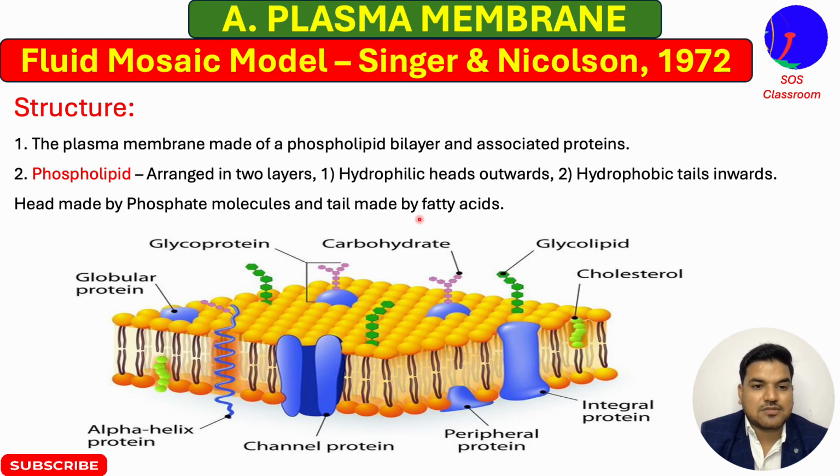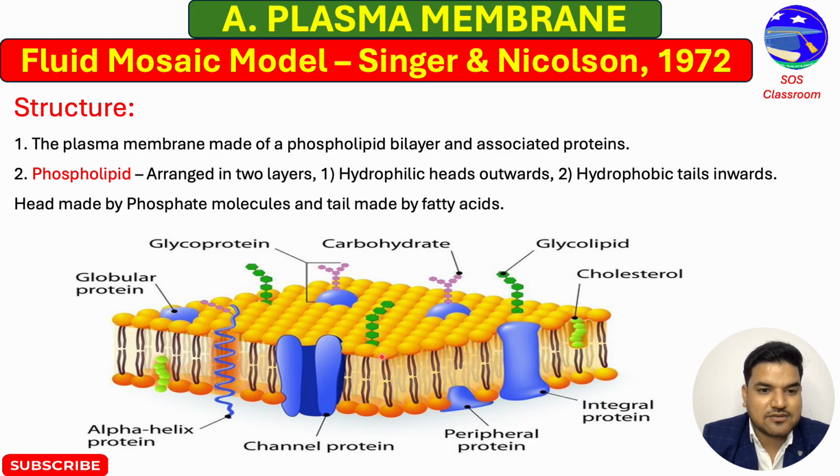And the structure of the cell membrane is given by Singer and Nicholson. That's why it is called the fluid mosaic model. So the fluid mosaic model was given by Singer and Nicholson in 1972. According to this, what is the structure of the plasma membrane? So the plasma membrane is made of a phospholipid bilayer and associated proteins.